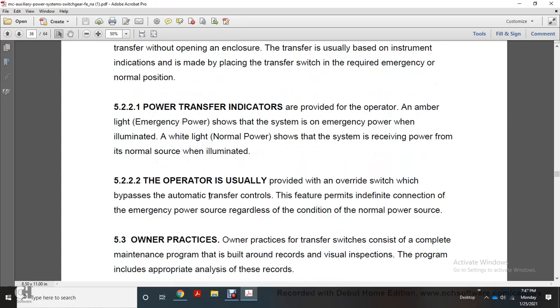The operator is usually provided with an override switch to bypass the automatic transfer control. This feature permits connection with the emergency power source regardless of the condition of the normal power source.